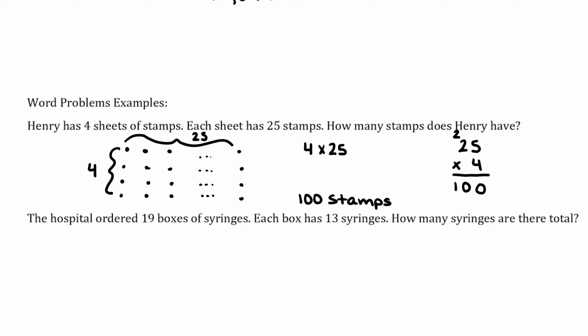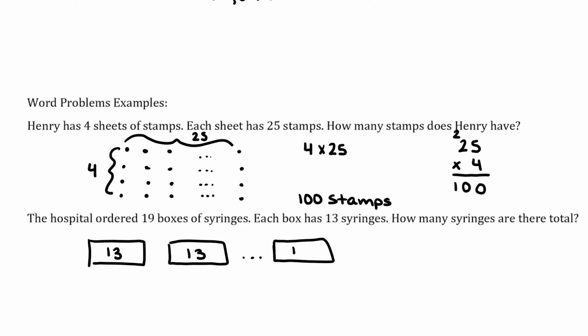Let's try one more example. The hospital ordered 19 boxes of syringes. Each box has 13 syringes. How many syringes are there total? So we've got each box has 13 syringes in it, and there's 19 boxes. So we need to multiply 13 by 19. So I'll do 13 by 19.